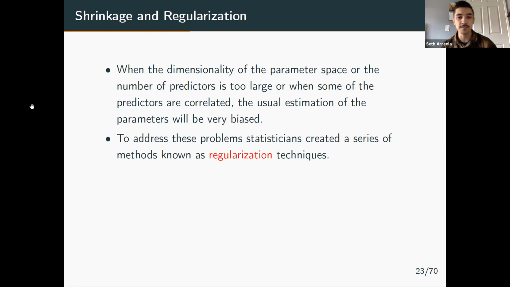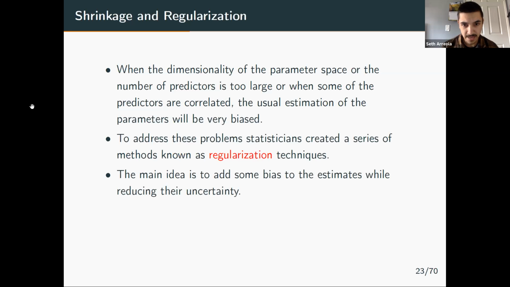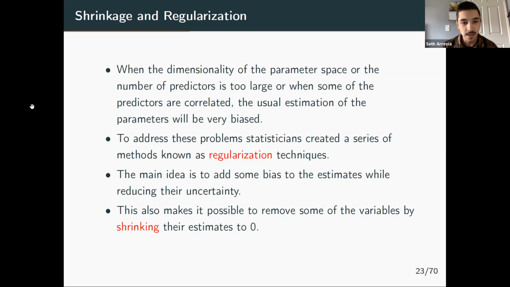To address this, we're going to use a few regularization techniques. The main idea behind these techniques is to introduce some bias to our models to reduce the variance and thus the uncertainty of our estimations. In this process of introducing bias, we are effectively shrinking our parameters towards 0. In the most extreme case, we can actually make our parameters equal to 0, thus eliminating the corresponding predictor and reducing the dimensionality of our data, which was our first issue.